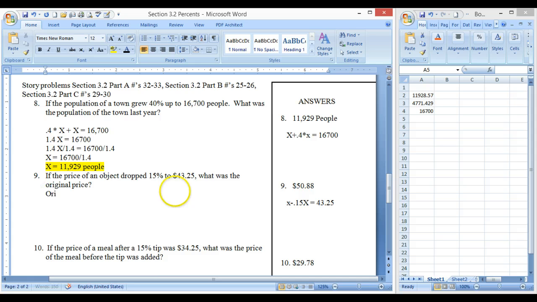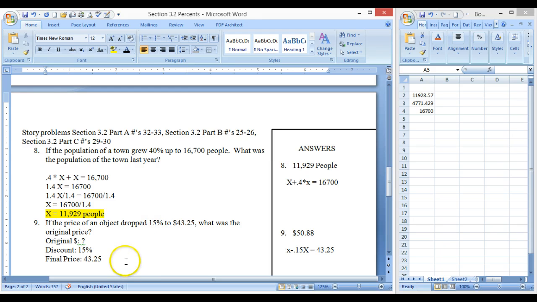So we have original price, we have discount, and we have final price. If this makes you more comfortable, then just work out what you gleaned from the problem. If the price of an object dropped 15%, so the discount was 15%, to $43.25, $43.25. There we go. We're looking for the original price. So I'm going to put a question mark. And since we don't know that, we can put an X.